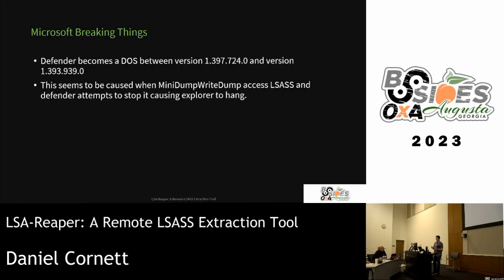So up next, we have Microsoft breaking things. Microsoft does as Microsoft do. They try to make things more secure, and they end up breaking things. So for some reason, between roughly 2 versions of Defender's security intelligence, it turned the MiniDumpWriteDump function accessing LSASS into a denial of service for the file explorer process.